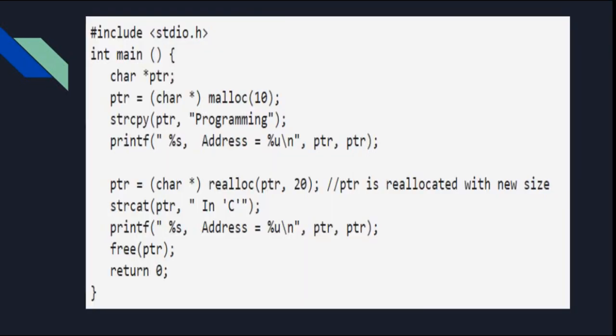This is an example for the reallocation function. So what we have done here is we have initialized a character pointer variable and we have allocated memory using the malloc function. So once this is done, we have copied the string programming to this pointer, and now we print the pointer along with its address. Now we are planning to reallocate it with a new size of 20. So what we do is we use the realloc function, point the variable and point its new size, and a new size will be allocated.